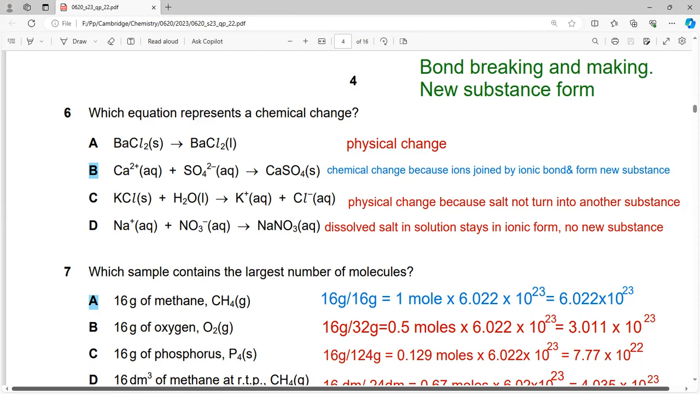Potassium chloride is dissolving in water and converting into its ionic state, dissociating into potassium ions and chloride ions. This is a physical change, a dissolution, and no new substances are being formed. And D is sodium nitrate. They are dissolving in a liquid and staying in an ionic state while placed in aqueous solution. So there are no new substances being formed. So B is our correct answer here.